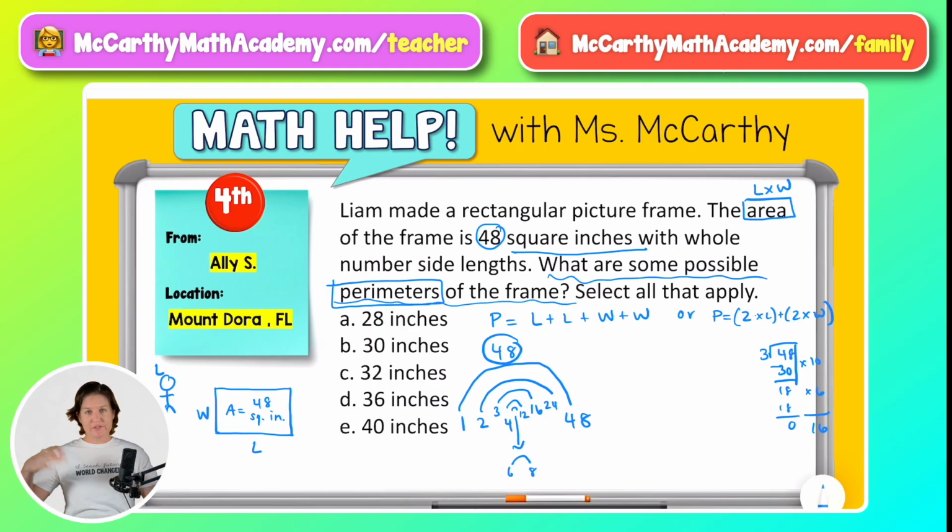So we found the factors of 48. That means we could have a length of 1 and a width of 48. That would be a really funny looking picture frame, but it could be done. We could have 2 inches by 24 inches. Again, that would look kind of funny too. We could do 3 by 16, we could do 4 by 12, or 6 by 8. Let's go ahead and just start adding those up.